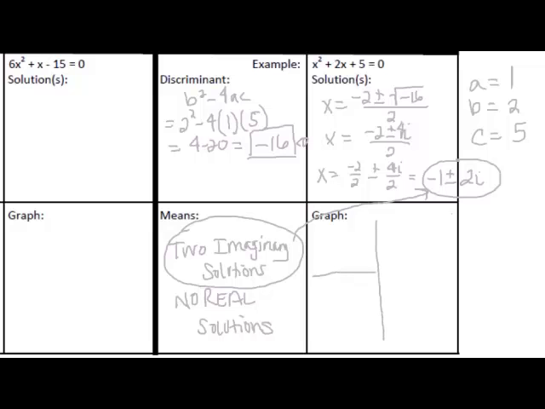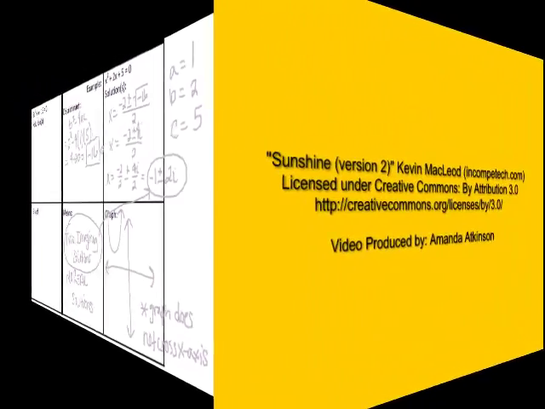Now on a graph, if we don't have any real solutions, again, we know that solutions are where our graph crosses the x-axis. So if we have imaginary solutions, that tells us that our parabola is never going to cross the x-axis. So we have no real solutions, so our parabola never crosses the x-axis. So again, if we have two imaginary solutions, our parabola never crosses the x-axis.